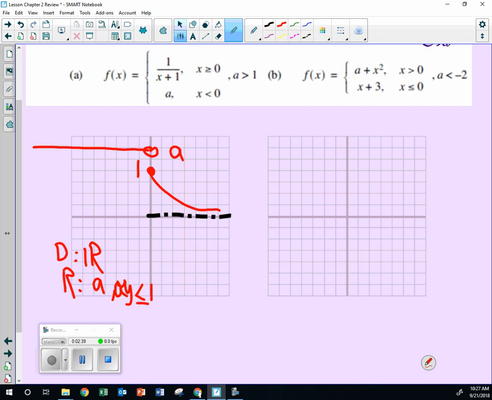They just asked for the graph, didn't they? Yeah. Don't worry about the range.